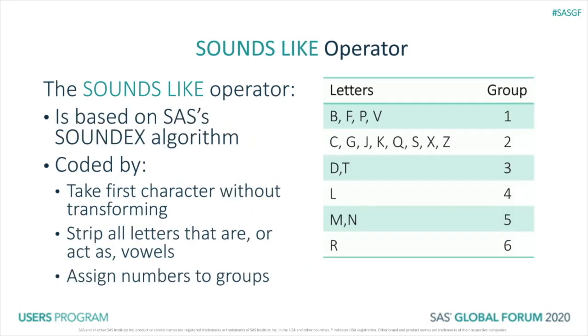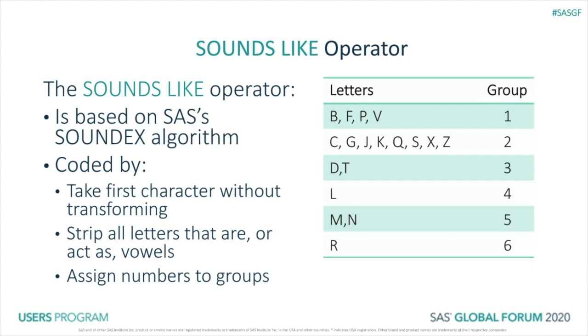Sounds like is based on SAS's Soundex algorithm. Strings are encoded by retaining the original first letter, stripping all letters that are or act as vowels, A, E, H, I, O, U, W, Y, and then assigning numbers to groups of letters. So one equals B, F, P, and V. Two includes C, G, J, K, Q, S, X, and Z. Three includes D and T. Four includes L. Five includes M and N. And six includes R.